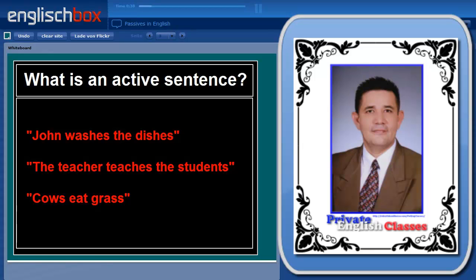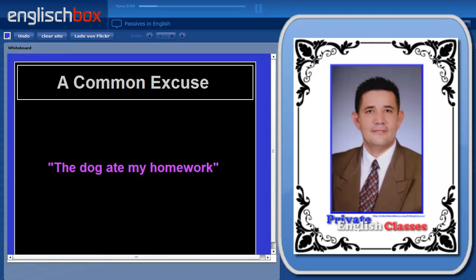Active sentences consist of a subject (John, the teacher, or cows), a verb (wash, teach, or eat, for example), and, more often than not, an object (the dishes, the students, or grass).